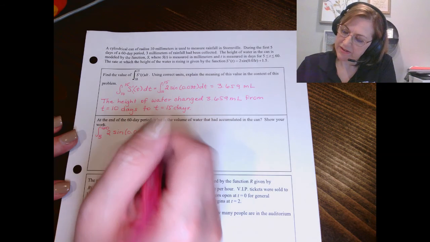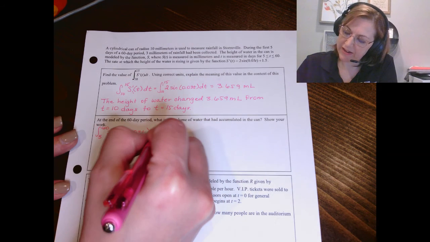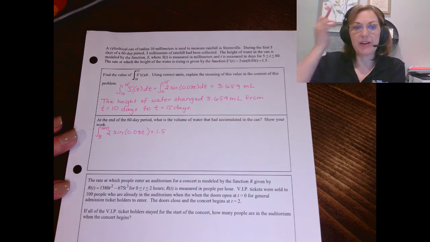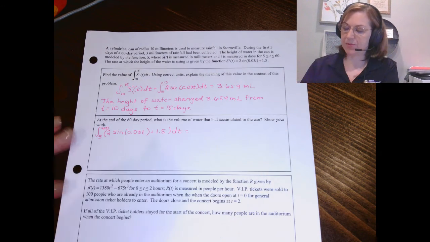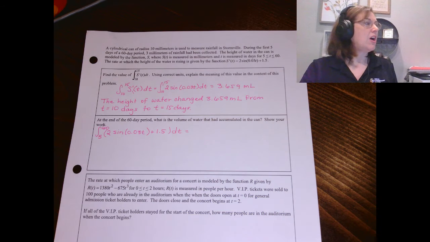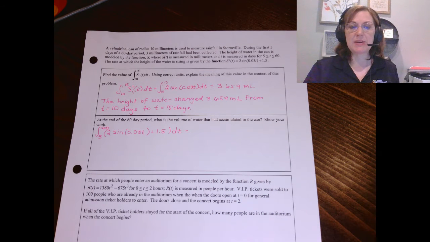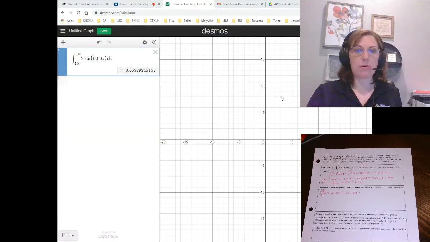So this is going to give us the height. You know what? I forgot a 1.5 there. So we'll include that here. And we'll fix the other one just a minute. Okay, so I'm going to switch us back to Desmos so we can get to this value.